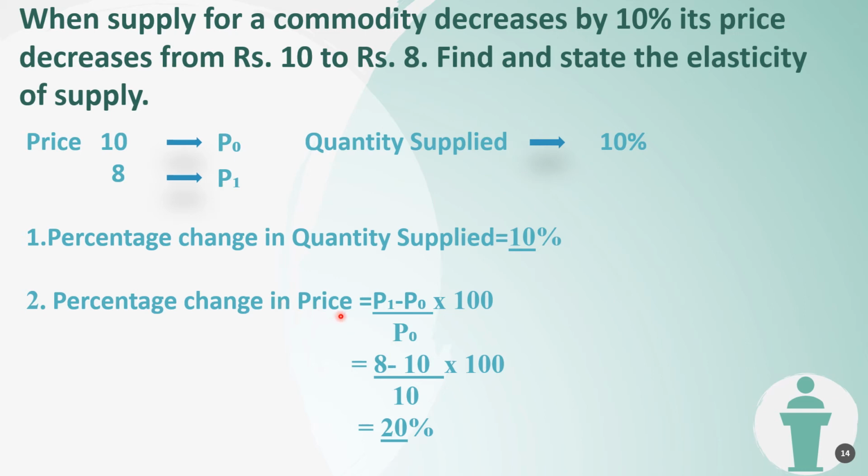Percentage change in price is equal to P1 minus P0 upon P0 into 100. When we substitute, we get 8 minus 10 upon 10 into 100. 8 minus 10 is 2. So 2 upon 10 into 100. 2 divided by 10 is 1 upon 5 into 100. 100 divided by 5 is 20. So the percentage change in price is 20%.